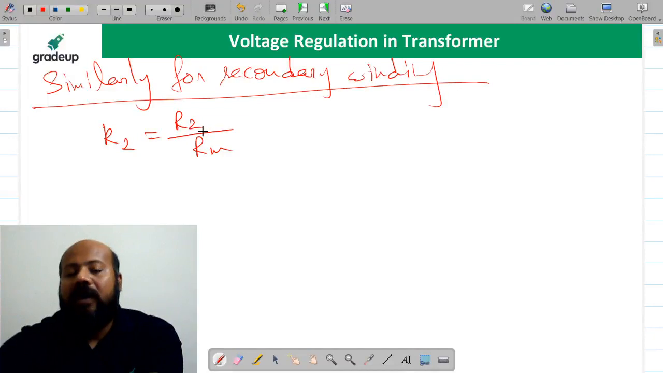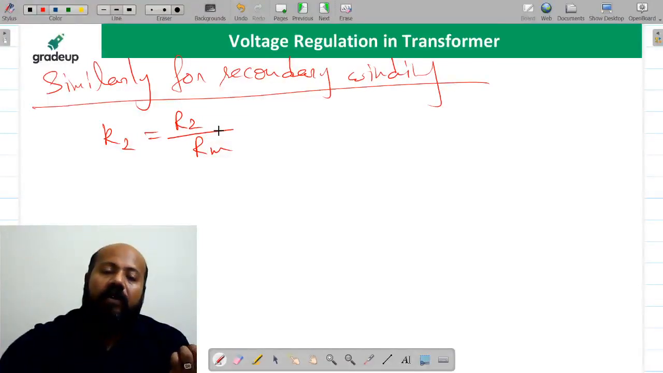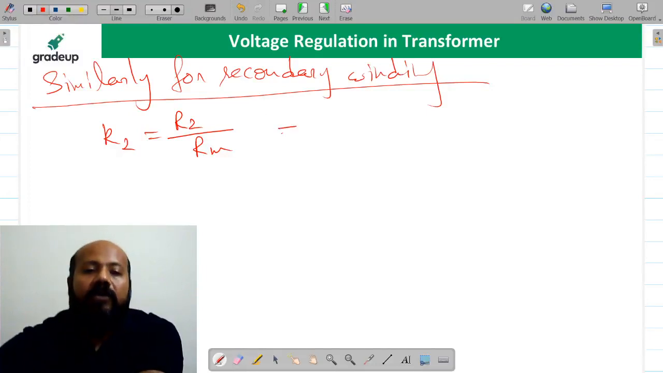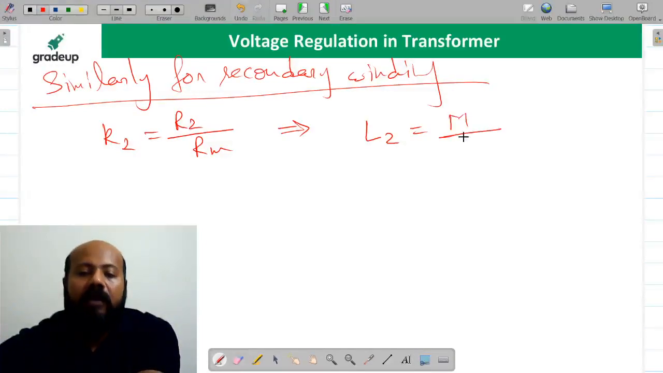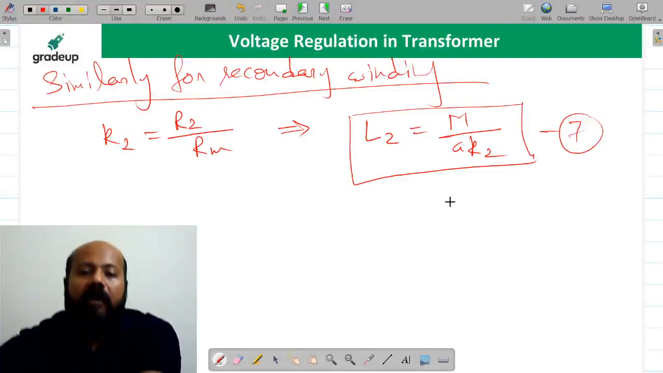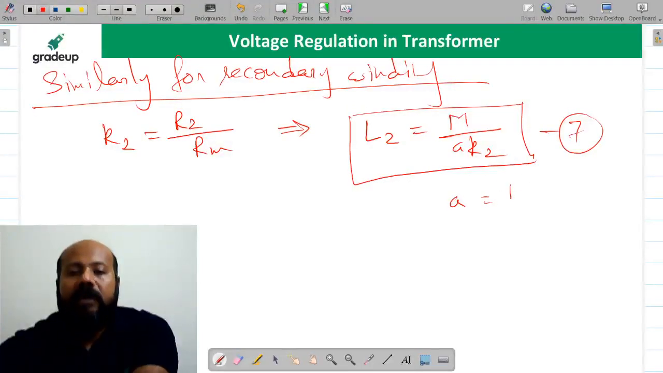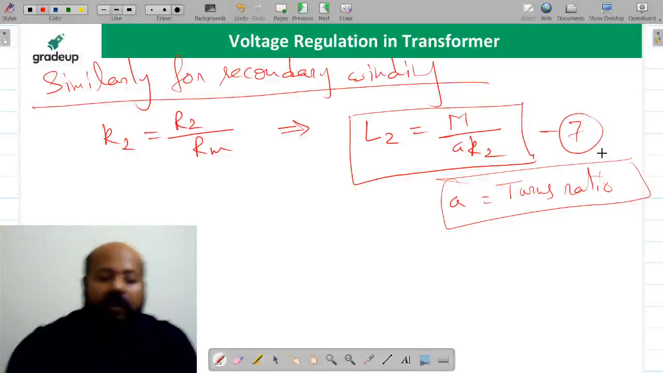What is R2? It is the total reluctance of the parallel flux paths, leakage flux at the secondary winding and the mutual flux. I hope it is clear. So you will obtain the self inductance of the secondary winding as M upon A K2, that is equation number 7. Here this A we are defining as the turns ratio. I hope it is clear to all of you.